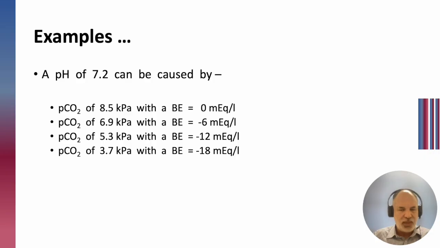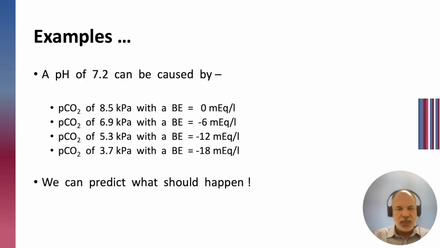In other words, the base excess of minus 18 would drop the pH by 0.3 units, so from 7.4 to 7.1, but the lowering of the PCO2 by 1.6 kilopascals pushes that pH up again by 0.1 unit to get to 7.2. And so if we understand these rules of thumb and we are able to apply them, then we can predict what should be happening and look at blood gas values with a certain amount of insight into what should be happening.